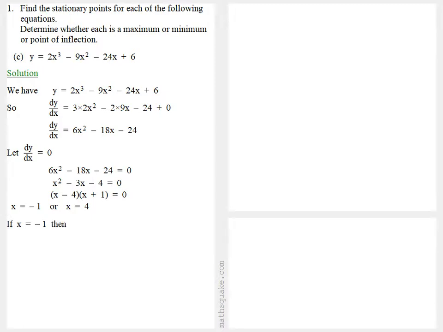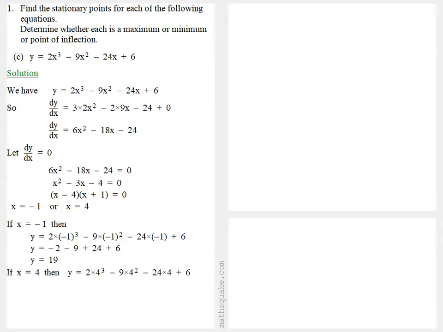So if x is equal to minus 1, we can substitute that in the original equation. y is equal to 2 times minus 1 cubed, minus 9 times minus 1 squared, minus 24 times minus 1, plus 6. Now that's minus 2 minus 9 plus 24 plus 6, which is equal to 19. So y is equal to 19.